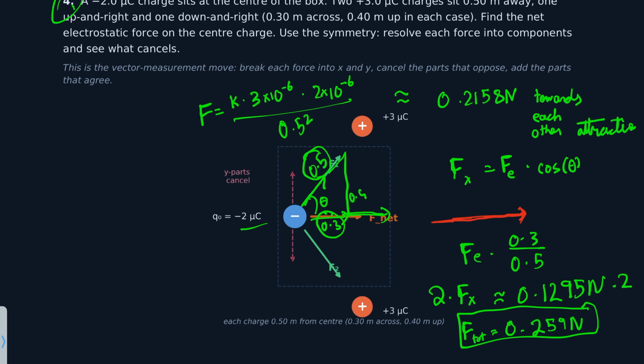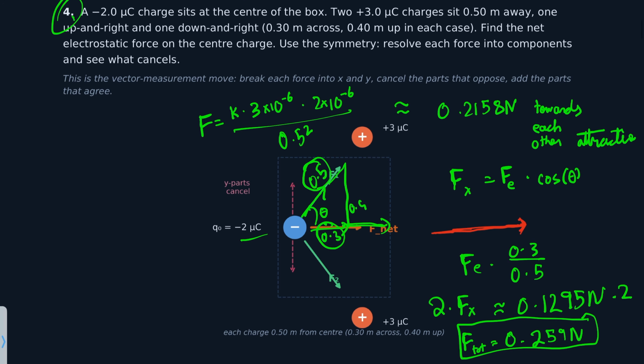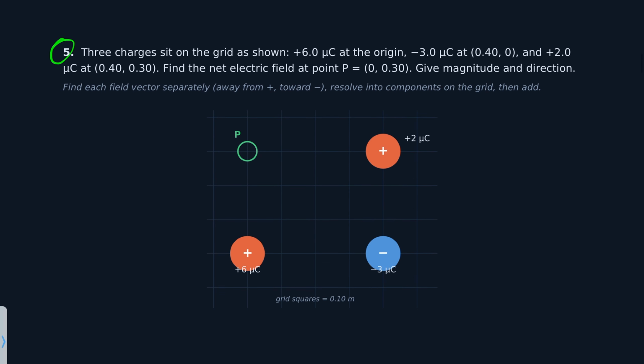Let's start on question 5. Three charges sit on a grid as shown: 6 microcoulomb at the origin, so here we can consider this (0, 0). Negative 3 microcoulombs at (0.4, 0), so this distance is 0.4. 2 microcoulombs at (0.4, 0.3), so for here, this distance is 0.3. Find the net electric field at point P, which is at (0, 0.3).